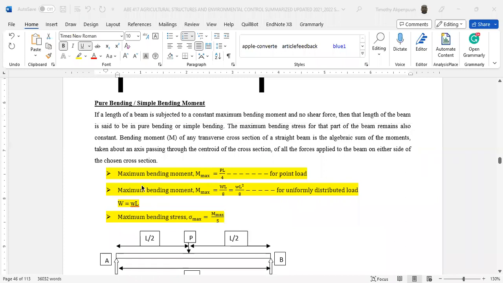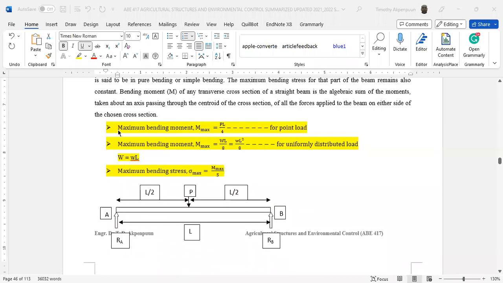You guys should take note of these equations that I've given a background color yellow here. You'll be needing them, seriously.